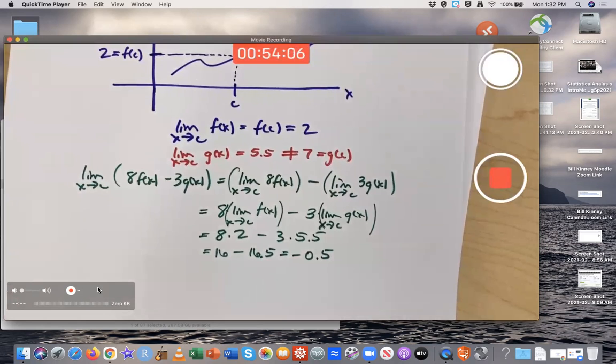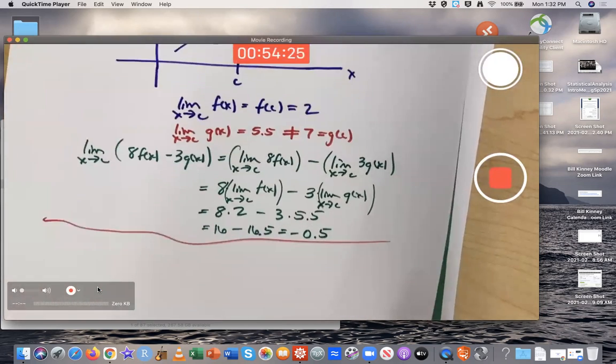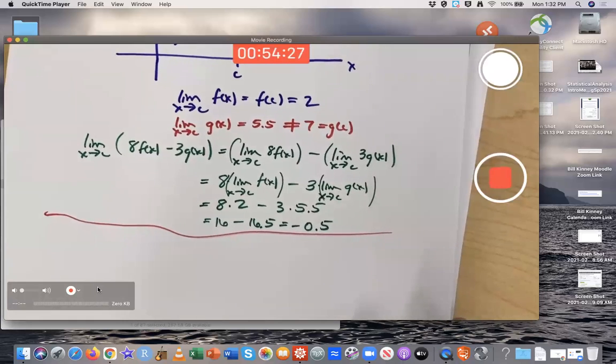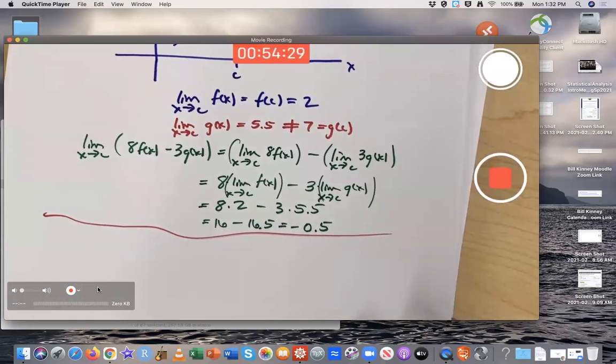When I don't put a plus or a minus sign to the right of the c, I'm saying I'm letting x approach c from either side, either from the left or the right. It's called a two-sided limit. There are some functions where the one-sided limits exist, but not the two-sided limit.